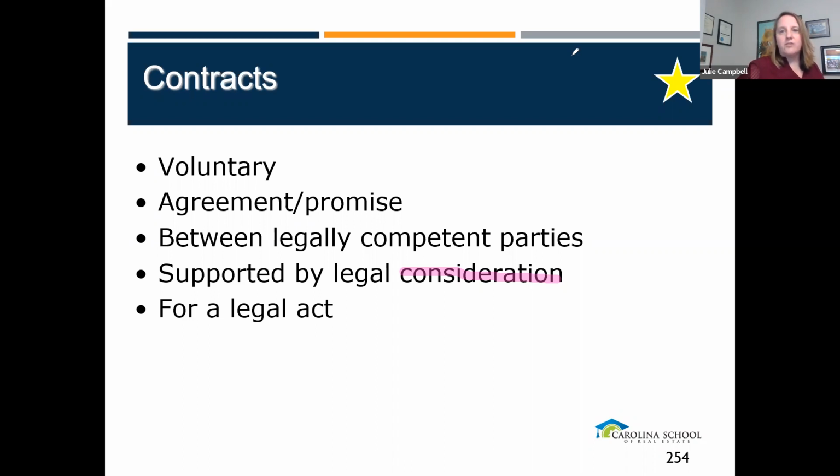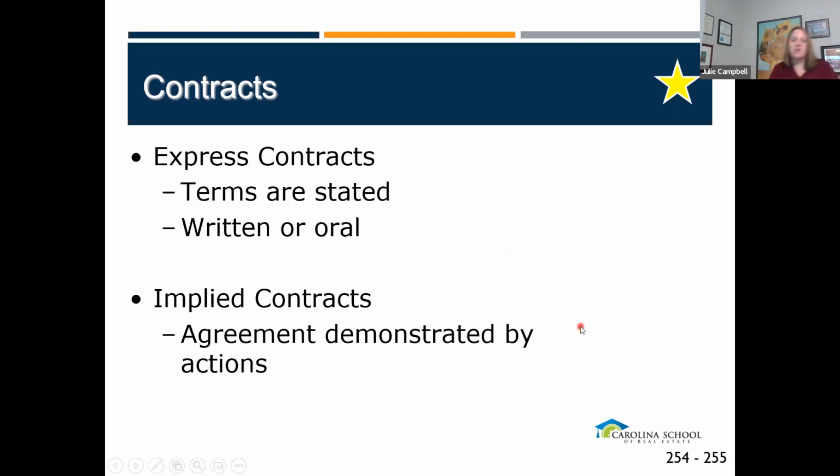Let's define some words. Express contracts versus implied contracts. In an express agreement, the terms are clearly stated. Maybe in writing, maybe it's in oral. We said if it's oral, it's not enforceable. But with an express contract, the parties state their terms, they show their efforts. All real estate contracts are express in writing.